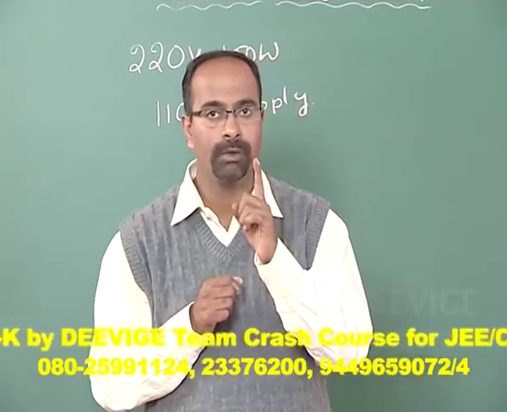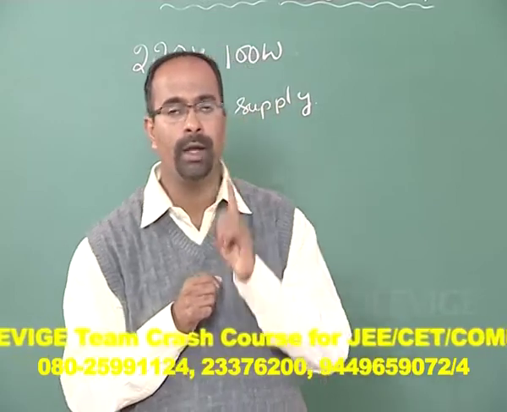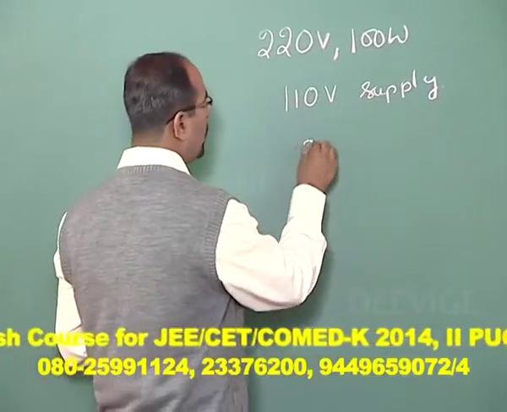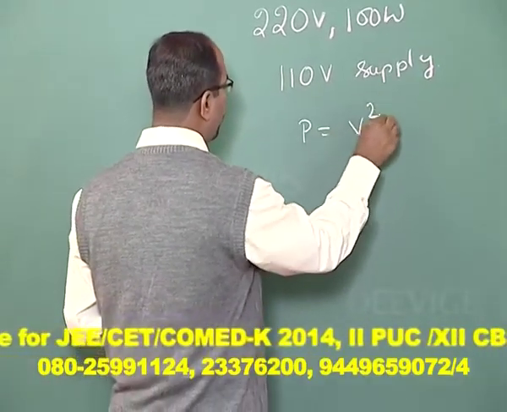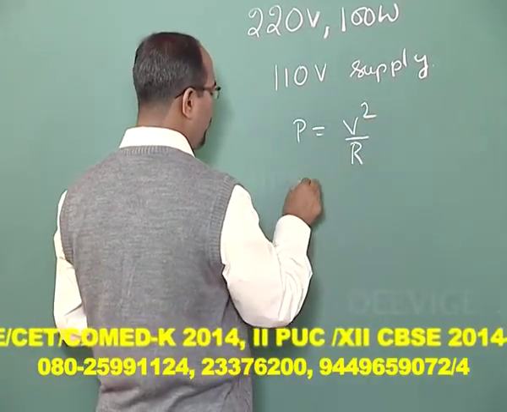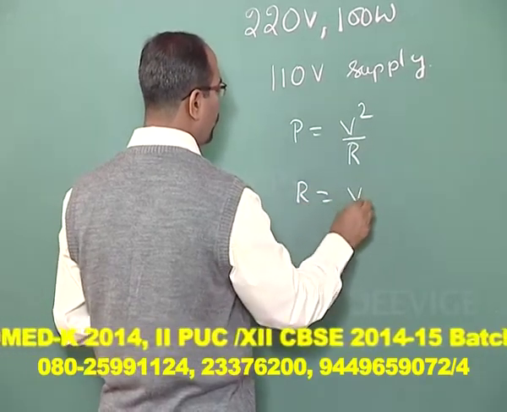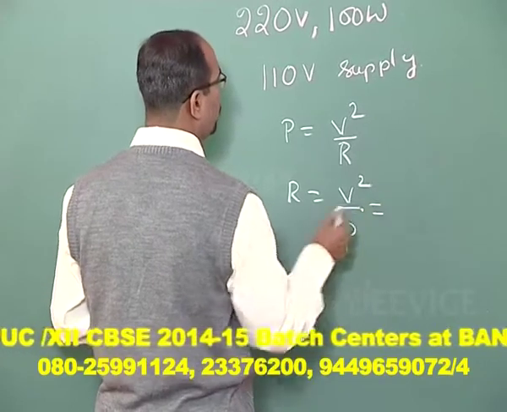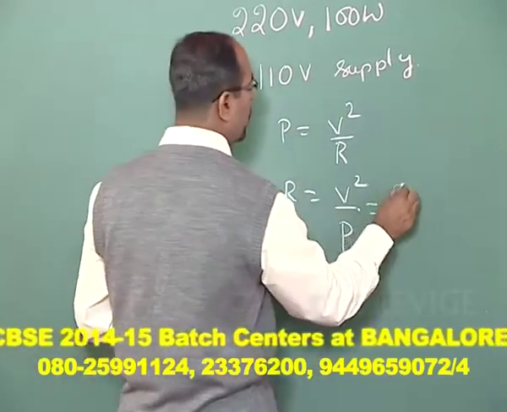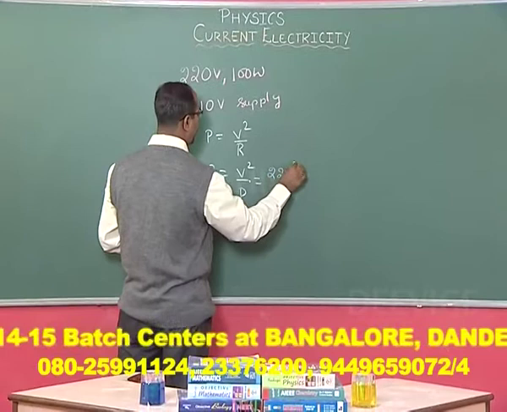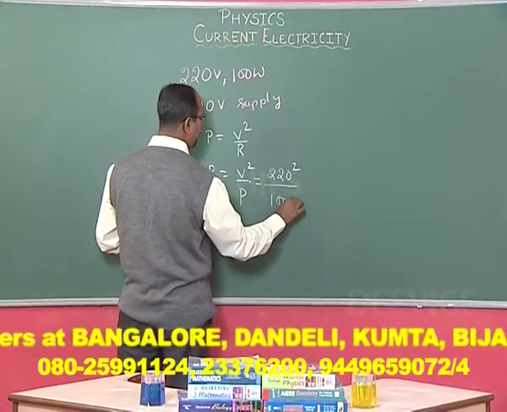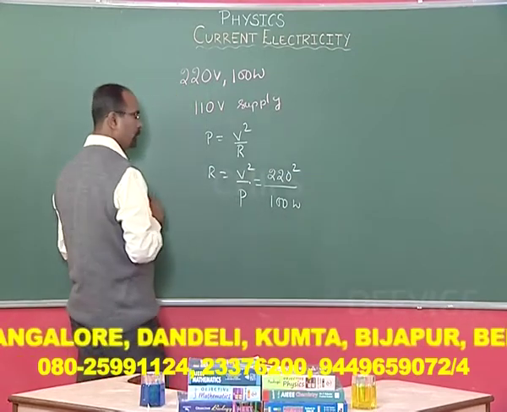There is a relation between voltage, power and resistance of the bulb that is given by P is equal to V square by R. Therefore, R is equal to V square by P. What is V square? That is 220 square divided by P. P is 100 watt. This is R.